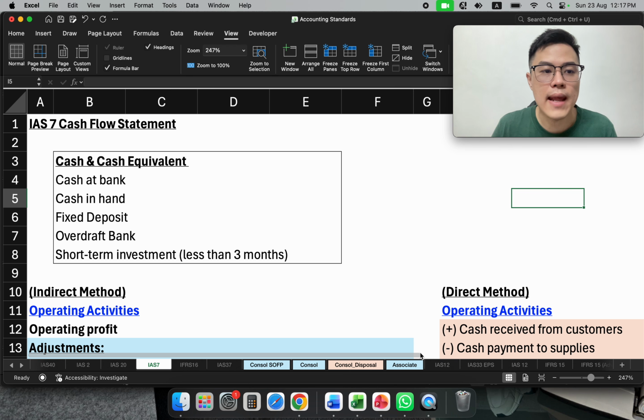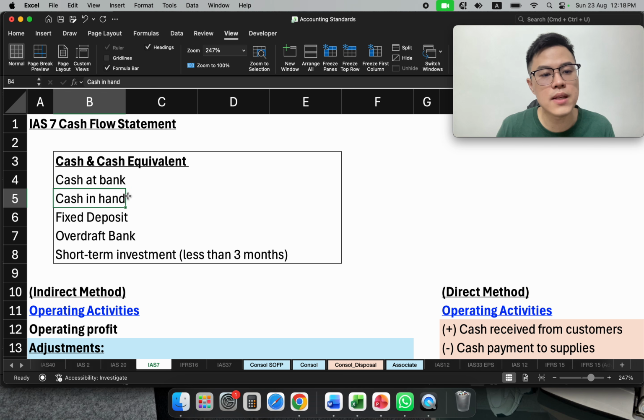Everyone, we will look at IAS 7 cash flow statement in this video. Every time we are dealing with cash flow, we will talk about cash and cash equivalents. Cash and cash equivalents represent the cash in our hands or cash at our bank. The first two very simple things that we always see in our financial accounting papers are these two: cash in hand and cash at bank.